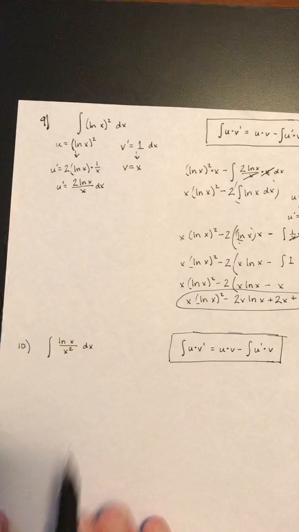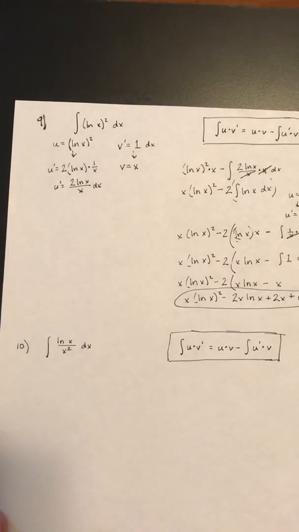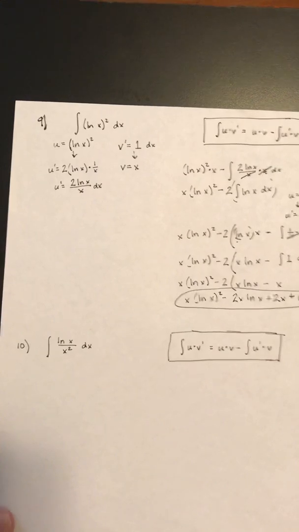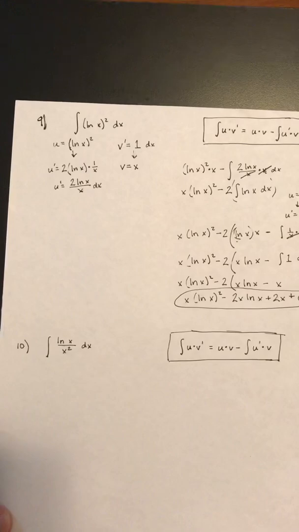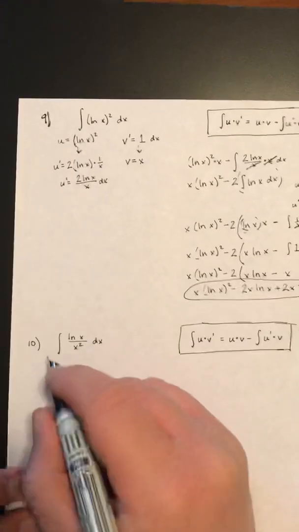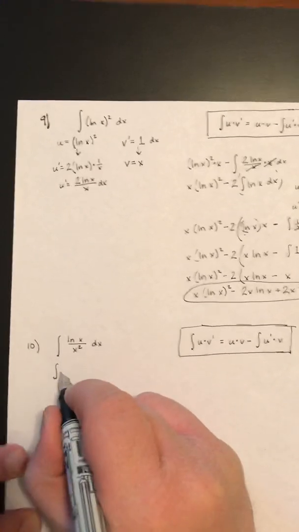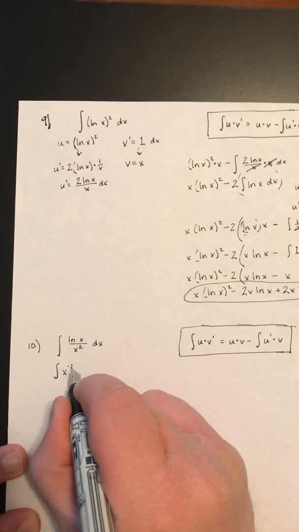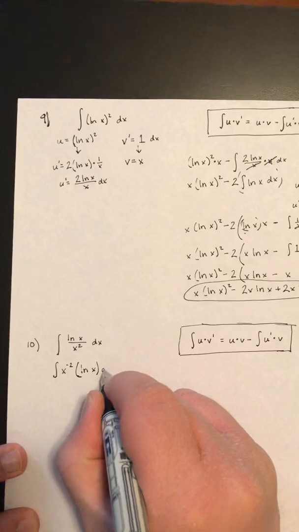Very similar kind of problem, which is we've got the integral of ln of x over x squared dx. Now, in this case, and I'm going to think about this very carefully, I don't really like this fraction here, this x squared. And so, in order to make my life a little simpler, I'm going to rewrite it ever so slightly in a way that I know you guys are familiar with. We're going to write this as x to the negative 2 times ln of x dx.